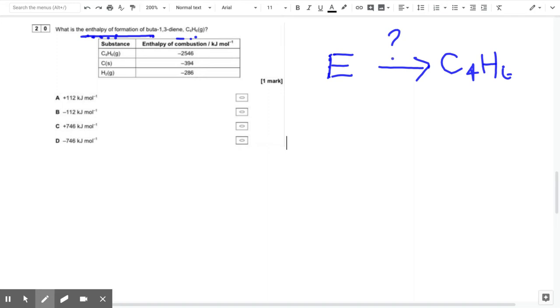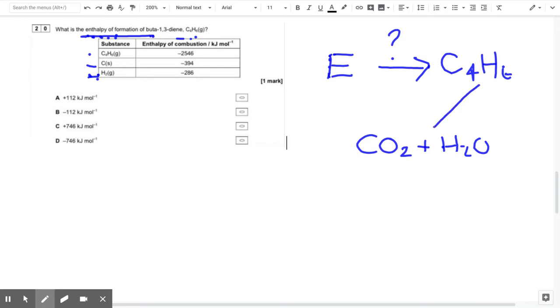Now, the table of data gives us combustions. It gives us the combustion of the C4H6 substance, and it gives us the combustions of both carbon and hydrogen, which are presumably going to be the elements that make up C4H6, which makes sense. Because they're using combustions, the products of combustion are always going to be carbon dioxide and water. And because we have the combustion data for each of the three substances that we need, that is now our common point, and we can now create a Hess cycle.